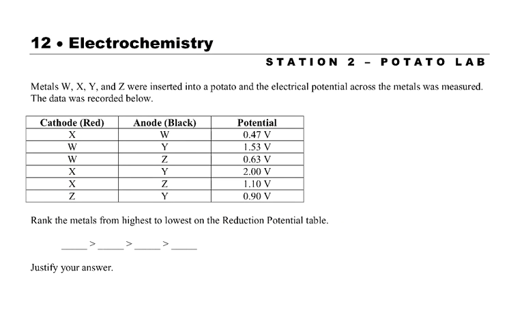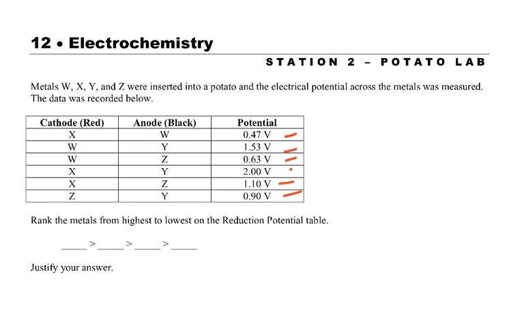Okay, station 2. So we got some metals, W, X, Y, and Z inserted into a potato. This is like our lab. And the electrical potential across the metals was measured. This data is recorded. So rank the metals from the highest to lowest. Okay, so whoever is the cathode the most is the one that is highest in the reduction potential table. So if we're looking at here, these are all positive, so that's all good stuff.